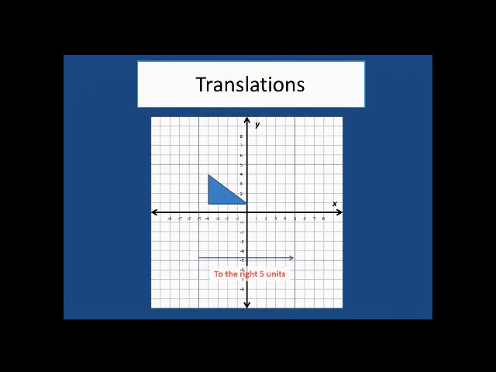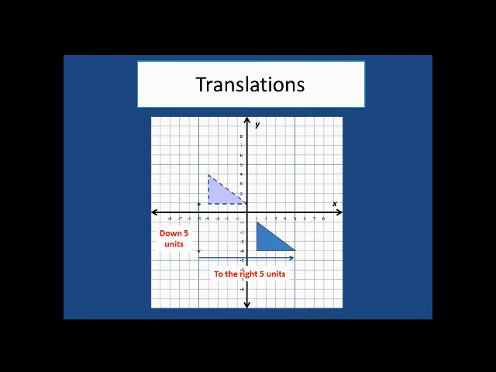Let's start by moving the shape horizontally, to the right 5 units. We take each point of the shape and just slide it over 5 units. Now let's look at the vertical component. We want to move down 5 units. So we do the same thing, take each point, and move the entire shape down 5 units. Alright, that's the basics of translations.